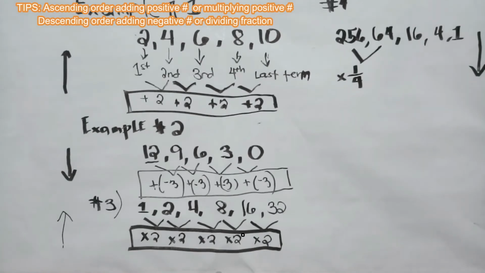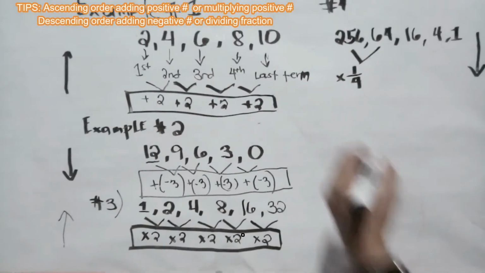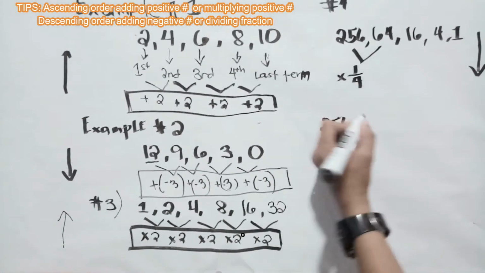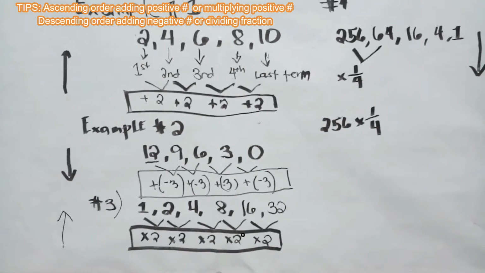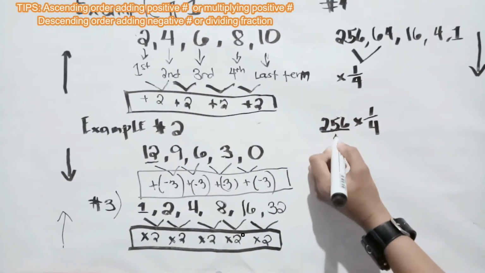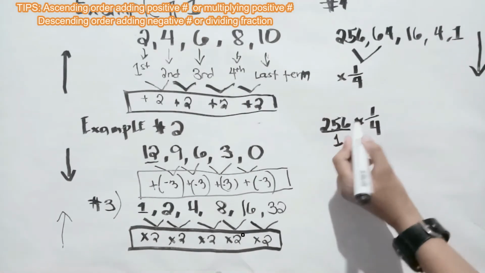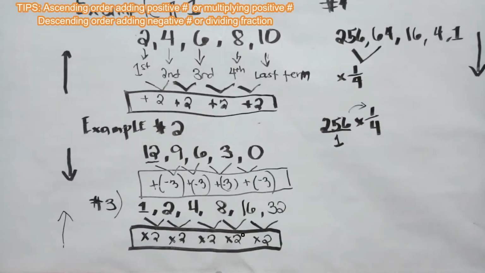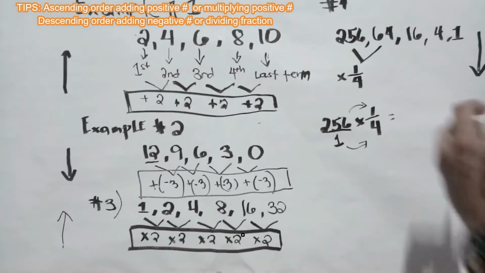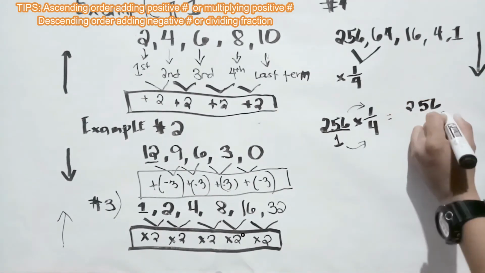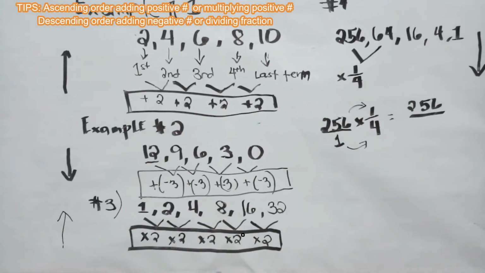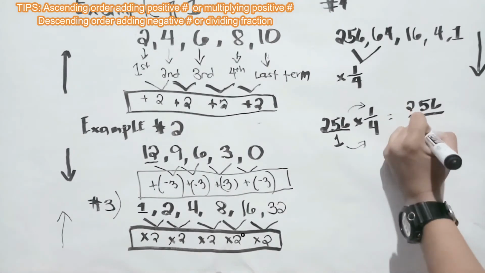So let's show it manually. Let's solve 256 times 1/4. So 256, write it down, multiplied by 1/4. In multiplying a fraction to a whole number, make 256 into a fraction. So just put 1 over here, since 256 divided by 1 is also 256. Then multiply numerator times numerator, then denominator times denominator. 256 times 1 is equal to, that's right, 256. Then copy the division sign. 1 times 4 is equal to 4.